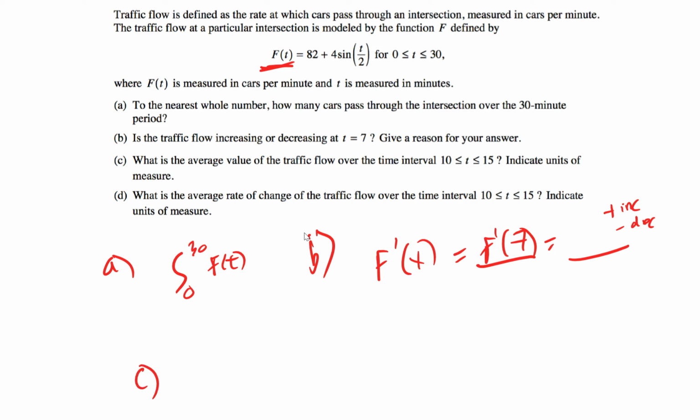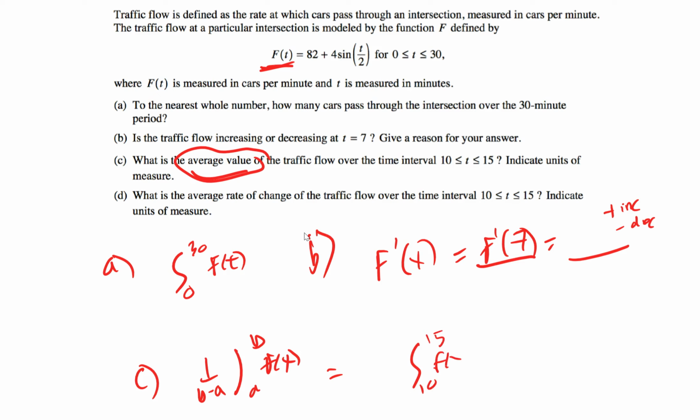C, what is the average value of traffic flow over a time interval? So, very key word right there: average value. The way we do average value never changes. You integrate the thing you're talking about, and then you divide by the difference between the limits. In this case, we're going from 10 to 15. So we're going to integrate from 10 to 15 of f of x, our function, f of t I guess, and we're going to divide by 15 minus 10, which is 5. Whatever value you get is the average value.